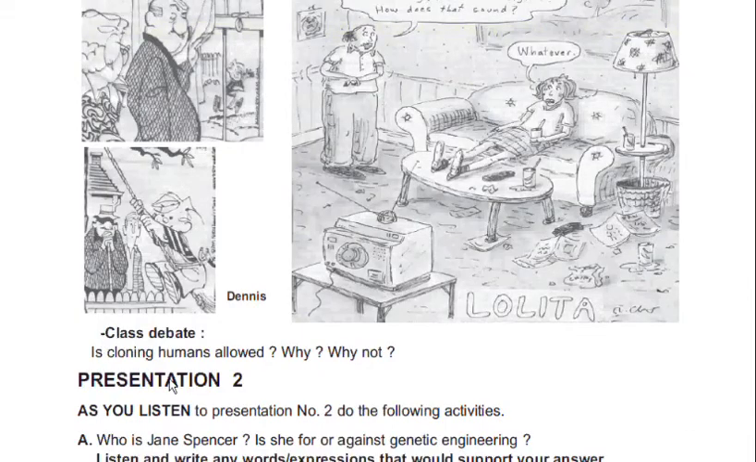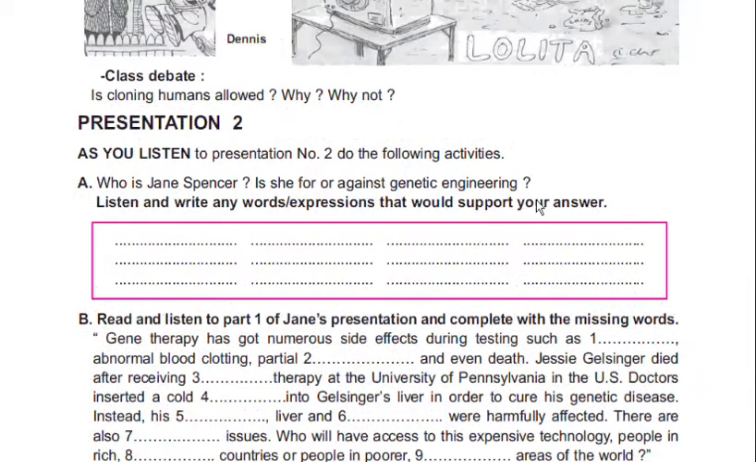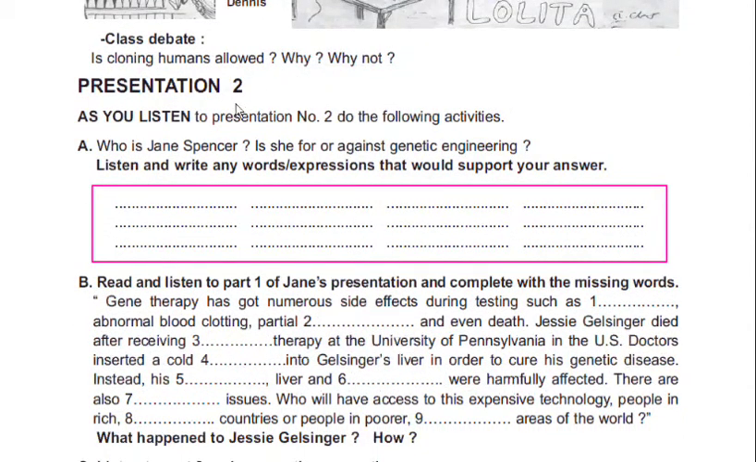Moving on to the second presentation, listen to Jane Spencer speaking and find out whether she is for or against genetic engineering. So we heard Mark Eden in the first presentation speaking, and he was for genetic engineering, and Jane Spencer is going to be the opposite, is going to be against genetic engineering, and she's going to list a number of disadvantages of the use of genetic engineering on humans. And she's going to talk about some techniques that she's going to mention.